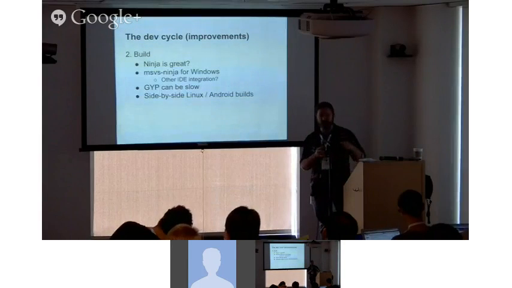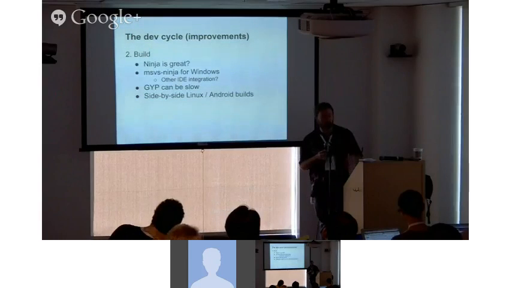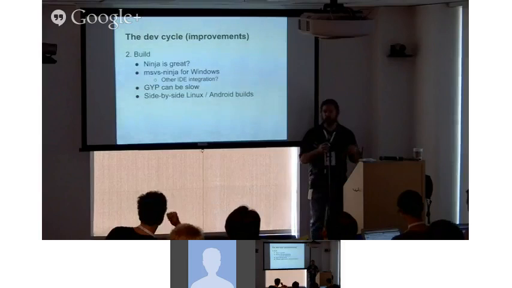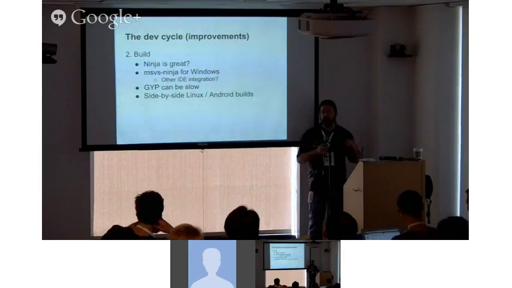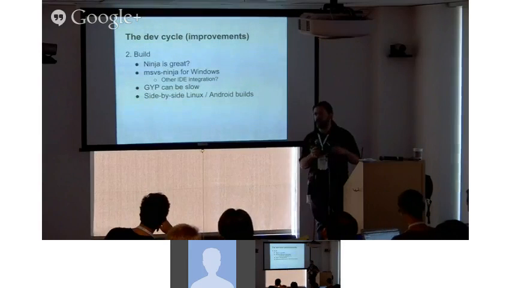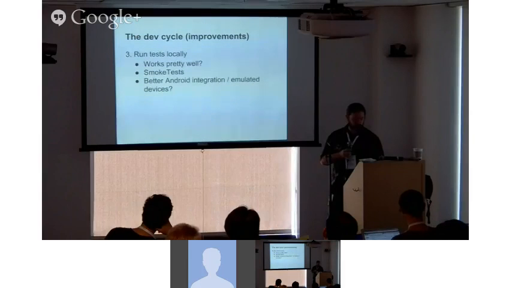We all know GYP is a little slow at this point. A lot of Python code running on a very huge project. People, I think, are working on how to speed that up. Another thing that Peter talked about yesterday is that we're seeing more and more people push to make Android the primary port that we're working and testing on, making that easier to develop on Linux, especially to be able to do side-by-side builds in a single checkout of both Android and Linux. That's something that's coming.